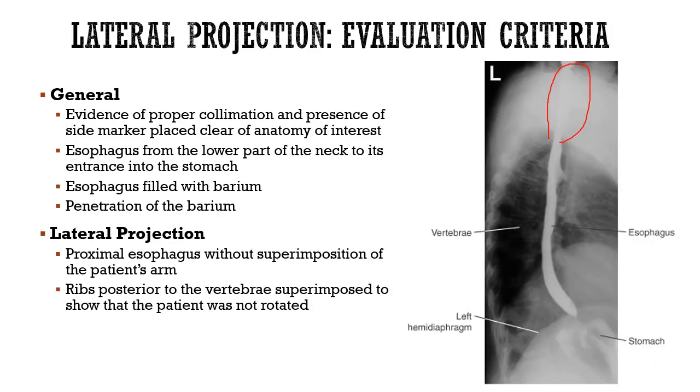And this is our last part. We're just noticing here that we're going to miss the shoulders. The esophagus is over the shoulders in this case. But we do see the proximal esophagus without the superimposition of the patient's arm, and the ribs posterior to the vertebra superimposed to show the patient was not rotated.